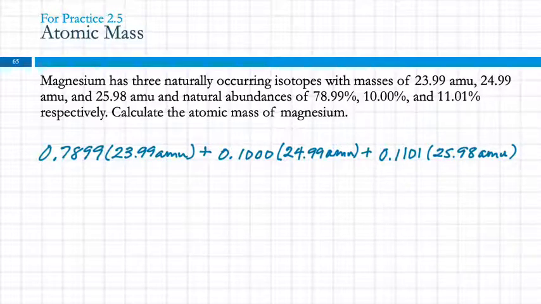So we just get it off the calculator and we punch them in just like that, 0.7899 times 23.99 plus. I'm not going to read the rest of that to you. And that's what my calculator is giving me: 24.309099. Anybody else get that number? Yeah, thanks.